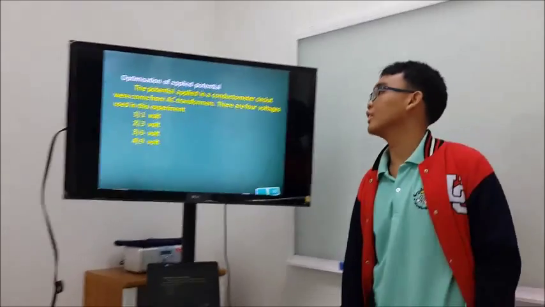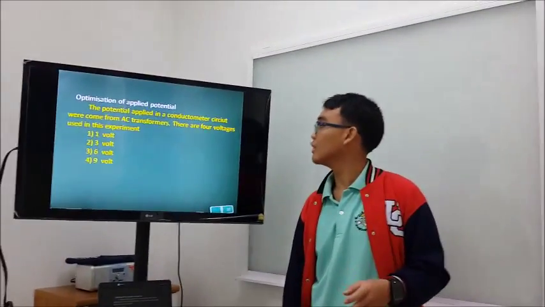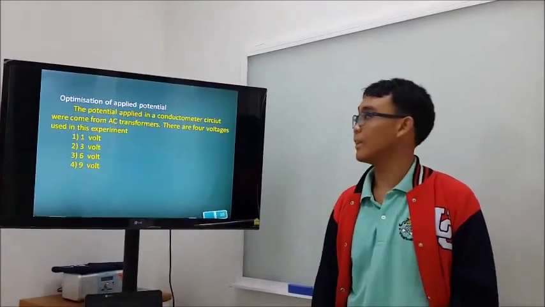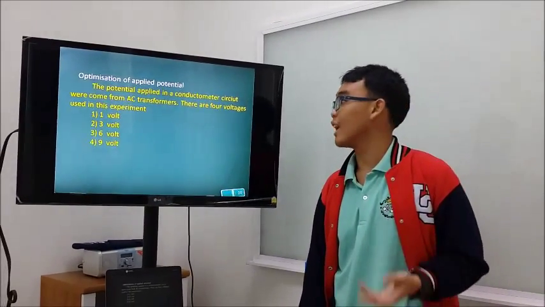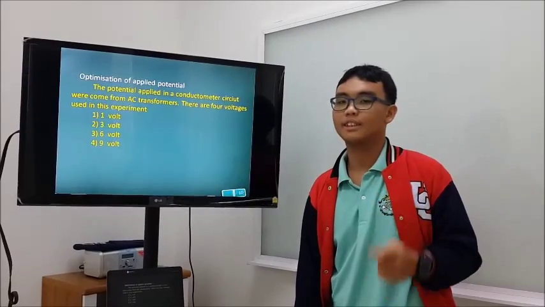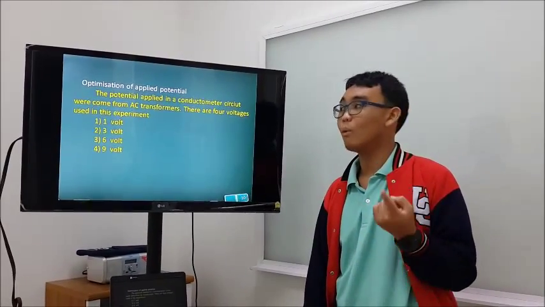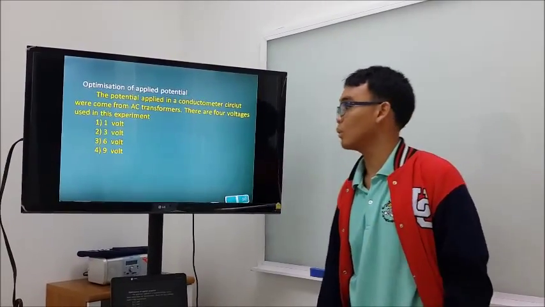Optimization of applied potential. The potential applied in the conductometer circuit comes from AC transformers. There are four voltages used in this experiment: 1, 3, 6, and 9 volt.